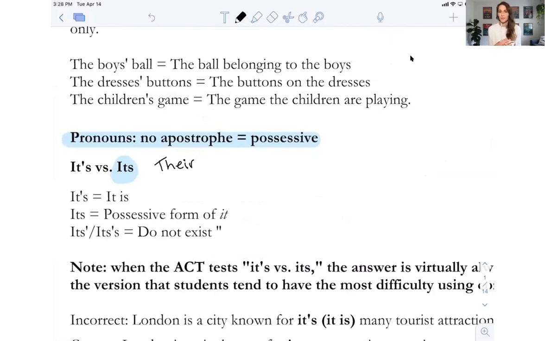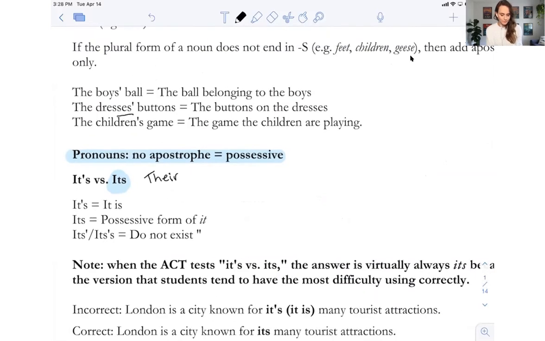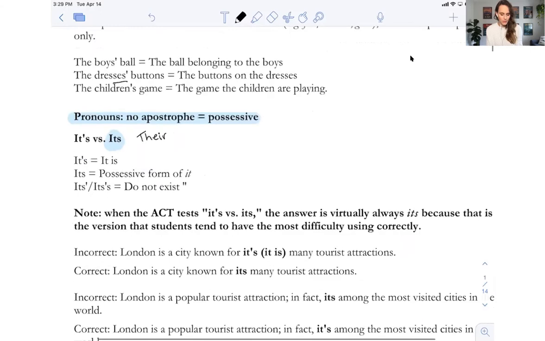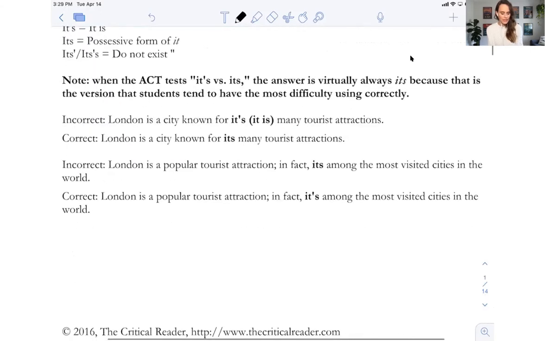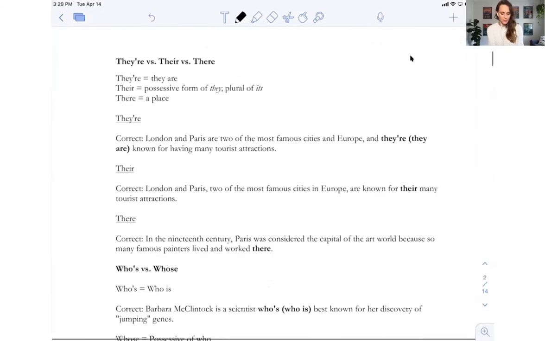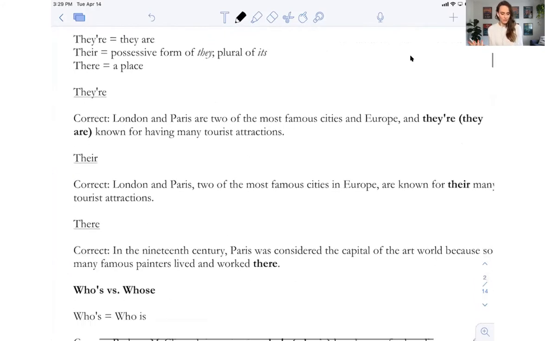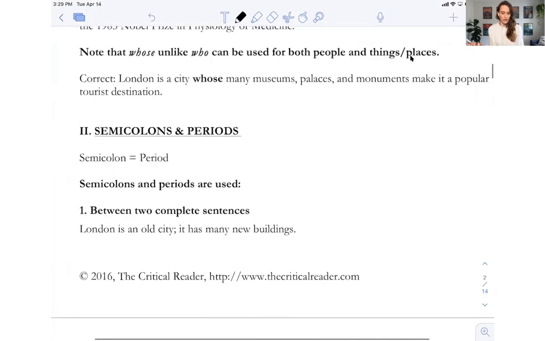So that's going to be several boys, right? Sharing one ball. The dresses' buttons, again, several dresses with buttons. The children's game, singular, right? The game the children are playing. Let's go on here. So we have it and its. I already kind of covered that. There, their, and they're, we looked at already. Whose versus who's we covered.